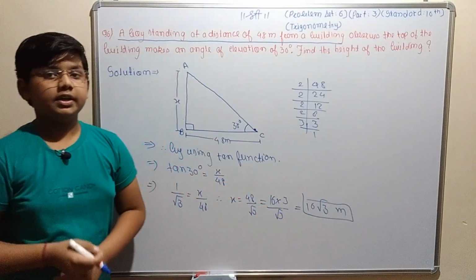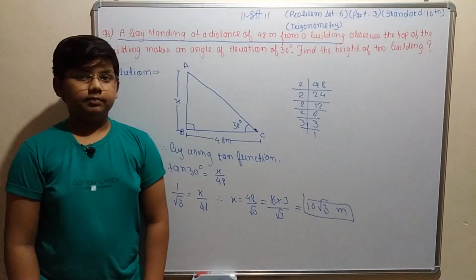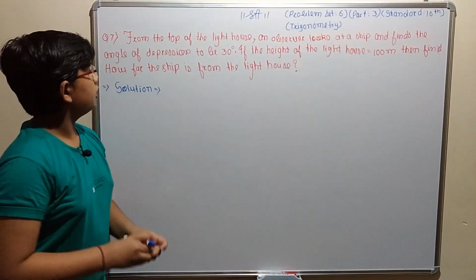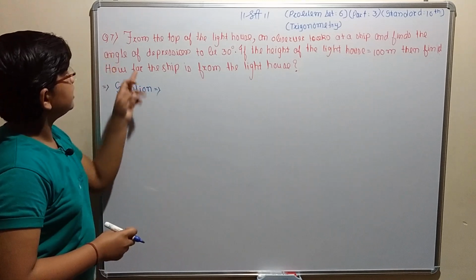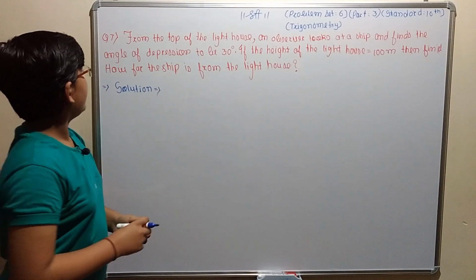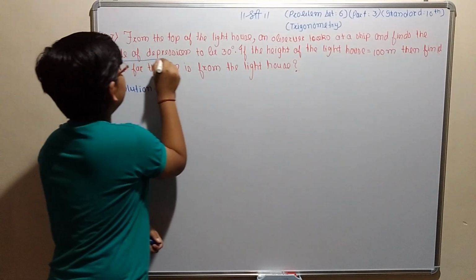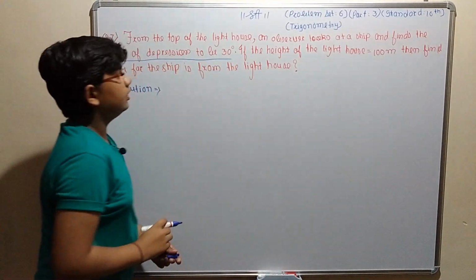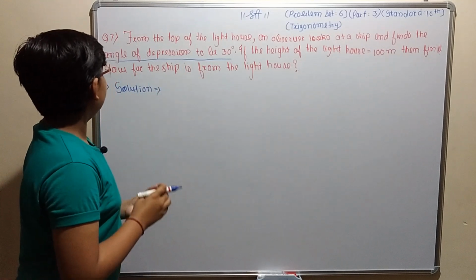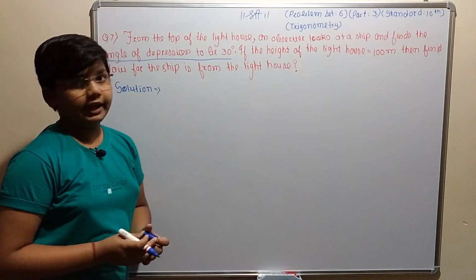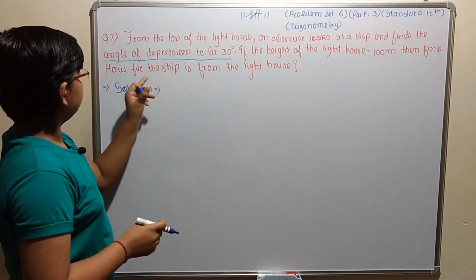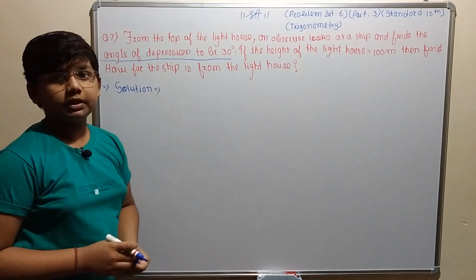Now we will go to our next question. Now this is our second question. Now we will solve it. That is question number 7: from the top of the lighthouse, an observer looks at the ship and finds the angle of depression to be 30 degrees. If the height of the lighthouse is 100 meter, then find how far the ship is from the lighthouse. This much information is given, and we have to find how far the ship is from the lighthouse.